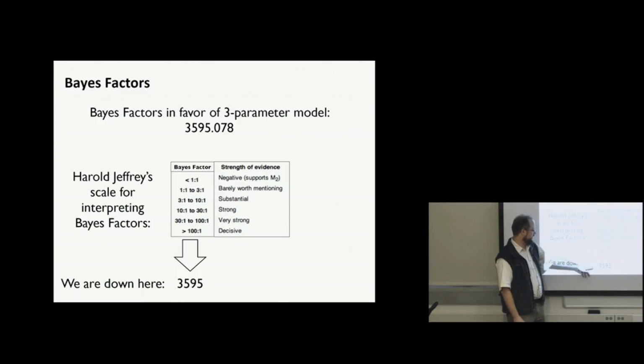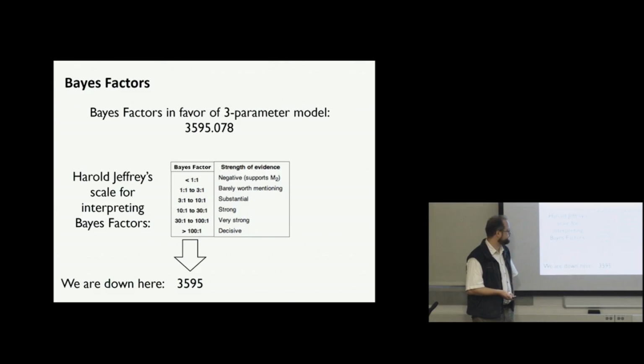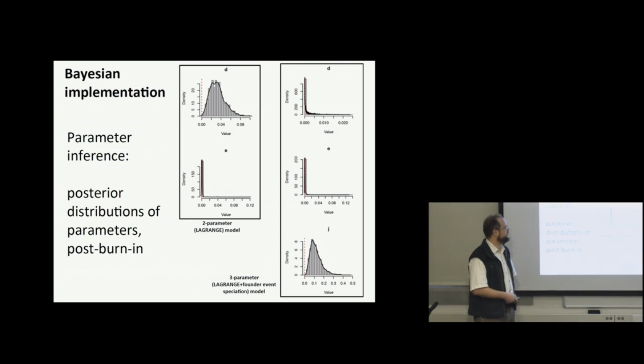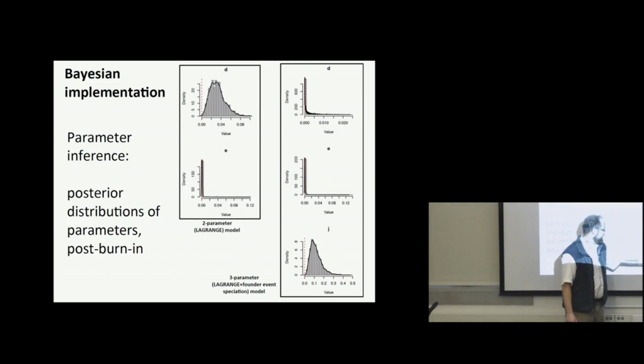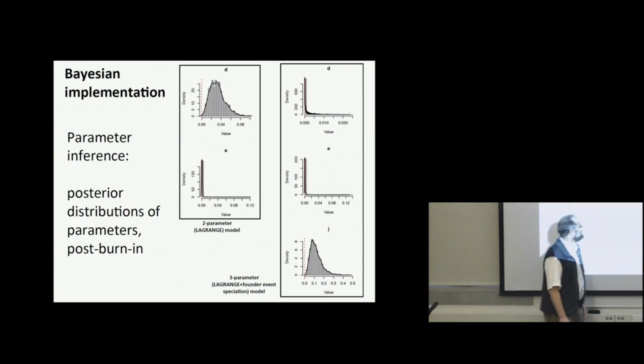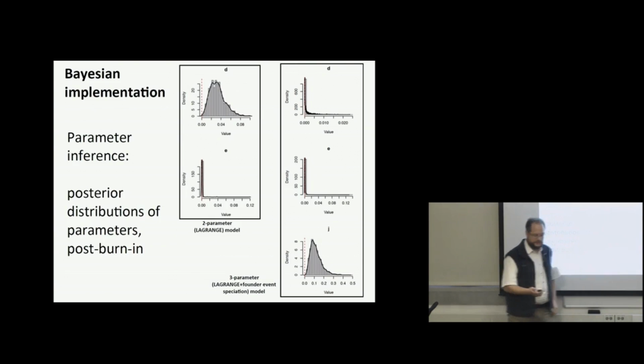And the Bayes factor I got for the initial data set was 3,500. If you look at the literature on Bayes factors, this is basically an odds ratio. Anything above 100 to 1 is considered decisive support for a model, and I got 3,500 to 1. And you can do parameter inference, and in a Bayesian analysis, you get an actual distribution of your parameters instead of just a point estimate. And you can see that J is well outside of 0, for example, when you do the DEC plus J model.